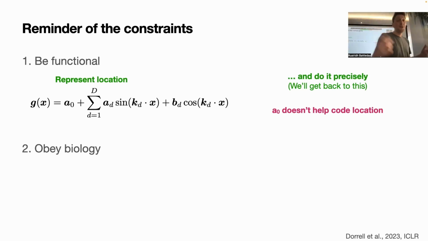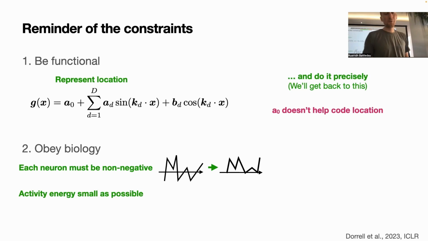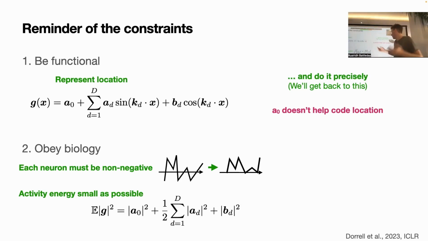Second point, we want to obey biology in some way. So the same one as before: each neuron can't be negative. And we also want activity energy to be small, so we want our neurons not to be firing too much. But now we've got an equation at the top, we can actually just solve for the activity energy. And this is what the activity energy looks like. Of course, this will make sense. It's just the sum of the coefficients.